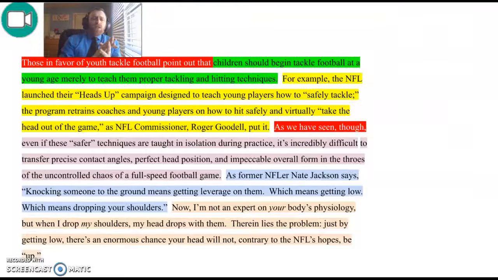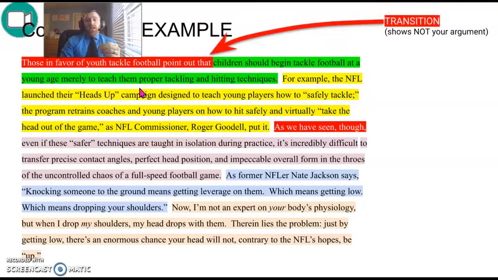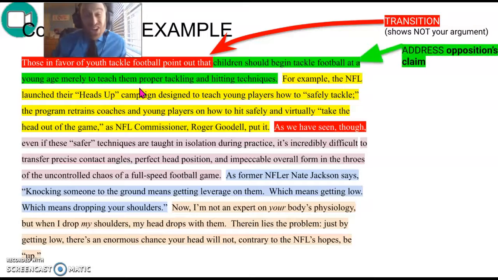So this is an old counterclaim I wrote from an argument in which I was arguing that we should not have youth tackle football. So my counterclaim meant that I had to bring up a position from the side that did want youth tackle football. So I had a transition right here that says, those in favor of youth tackle football point out that. That's a transition, like, hey, it's the other side. And then I had a good reason from them that we should teach kids how to tackle from a young age.